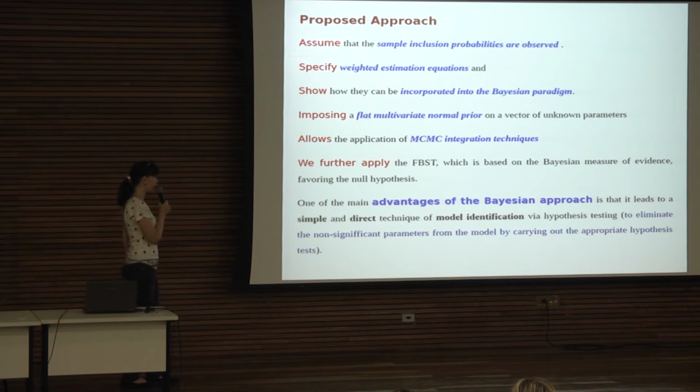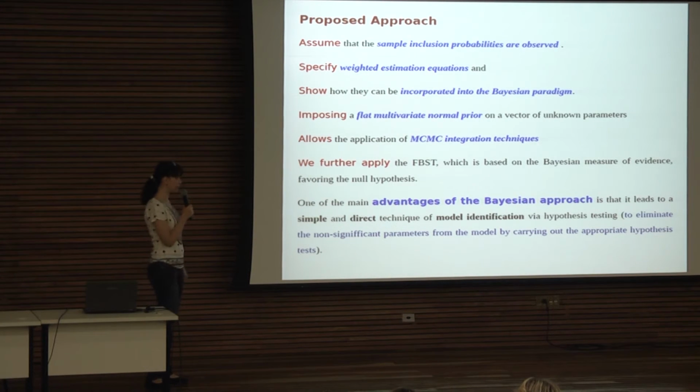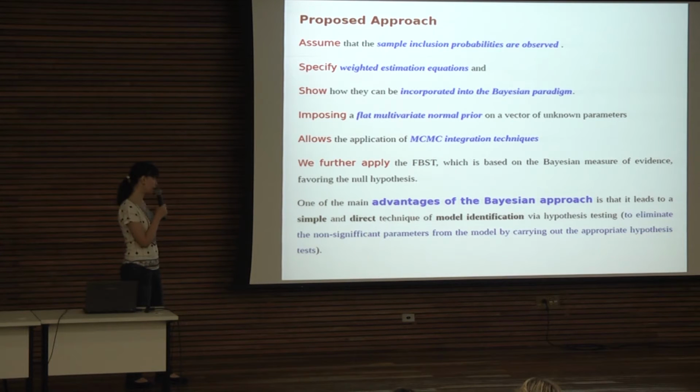And we further apply the full Bayesian significance test, which is based on the Bayesian measure of evidence favoring the null hypothesis. One of the main advantages of the Bayesian approach is that it leads to a simple and direct technique of model identification or model selection via hypothesis testing. Here we actually eliminate the non-significant parameters from the model by carrying out the appropriate hypothesis tests.